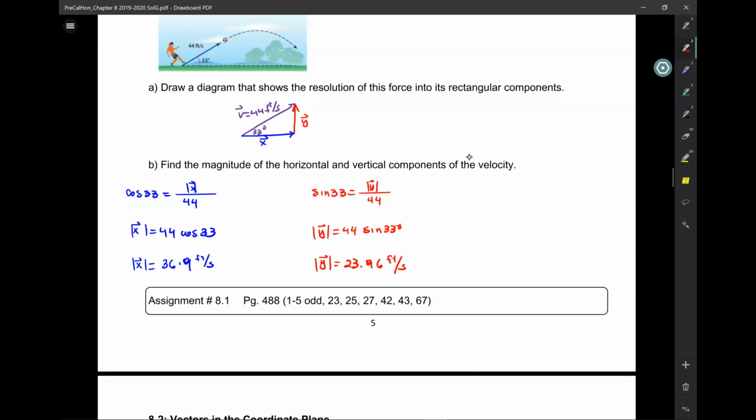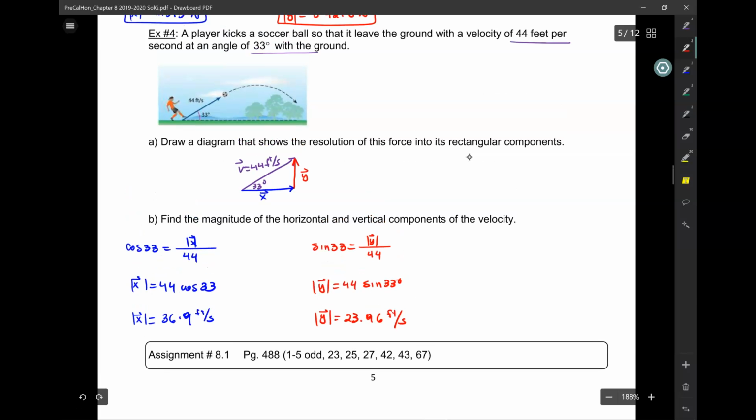Now, look at this one. The horizontal velocity is 36.9. The vertical velocity is 23.9, meaning the horizontal velocity is higher, right? So if you watch the trajectory of that ball, it's going to go further in the horizontal direction than it will go high up, right?